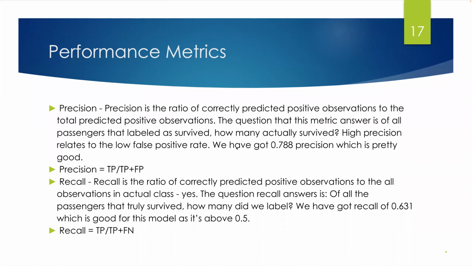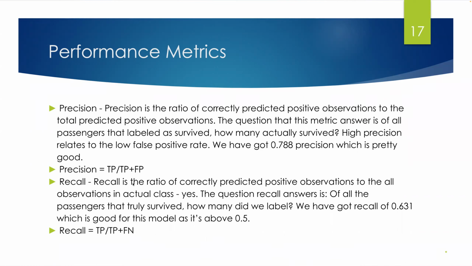Performance metrics. For performance, we are using precision. Precision is the ratio of correctly predicted positive observations to the total predicted positive observations. The question this metric answers is: of all the passengers labeled as survived, how many actually survived? High precision relates to a low false positive rate. We have got 0.78 precision, which is pretty good.